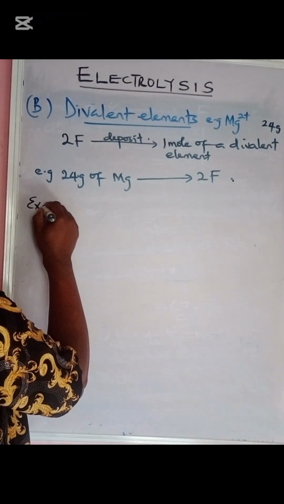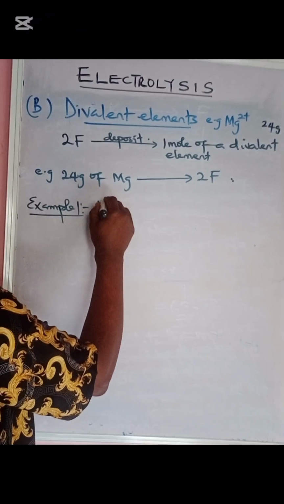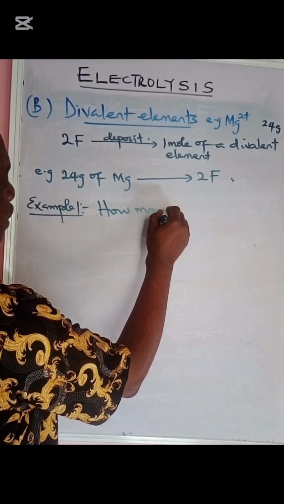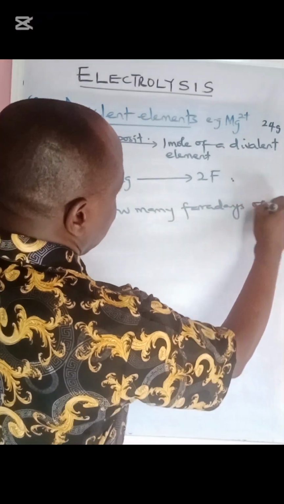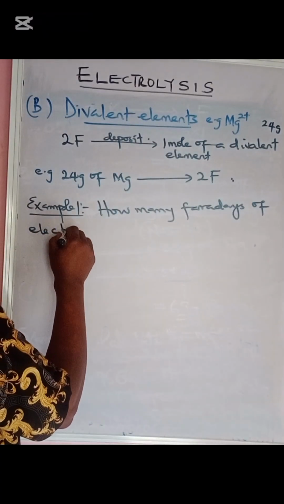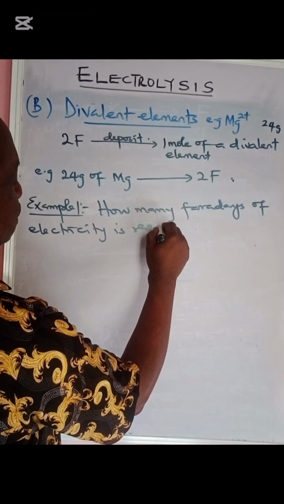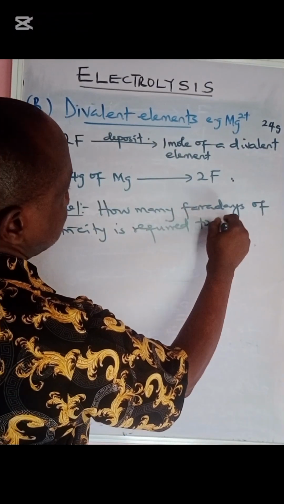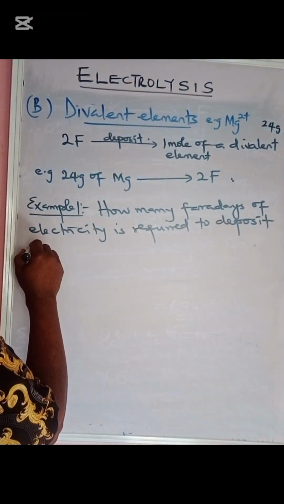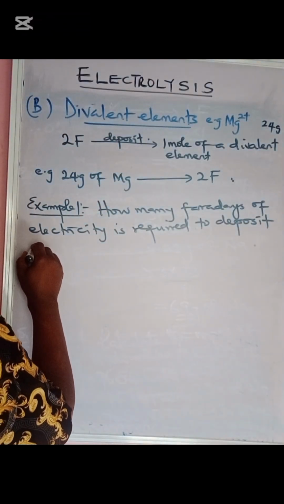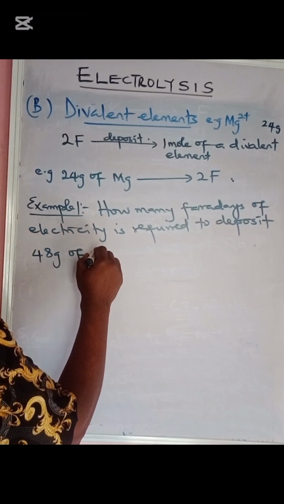Let's see example 1. How many Faradays of electricity is required to deposit 48 grams of magnesium?